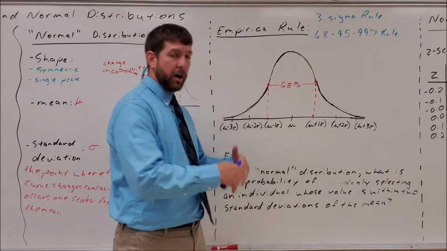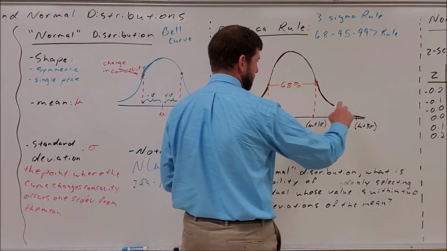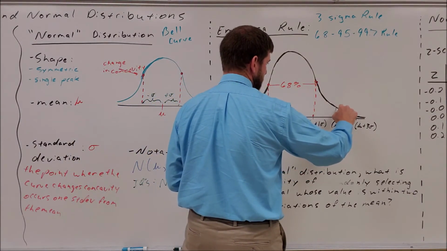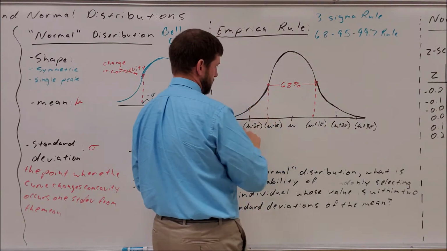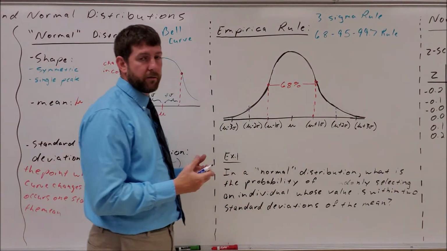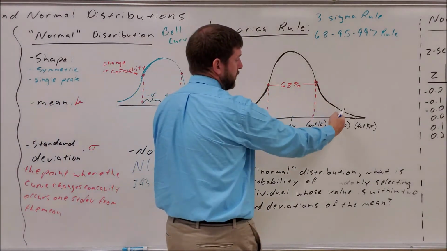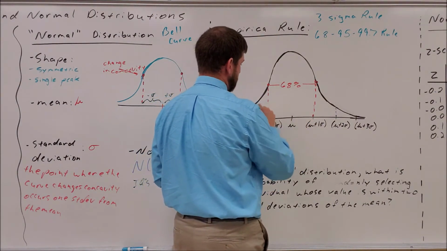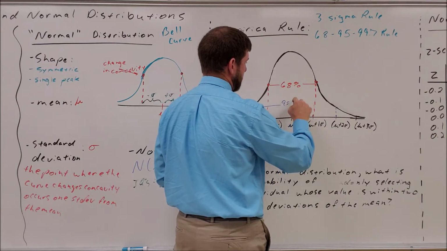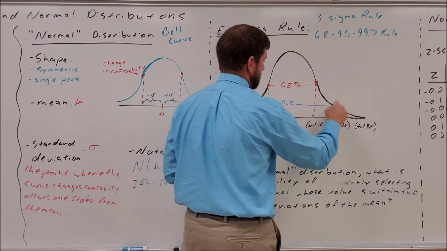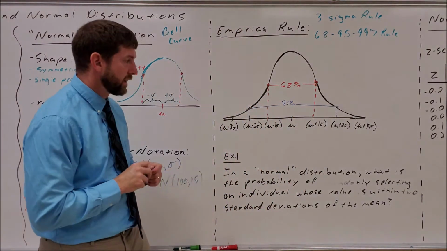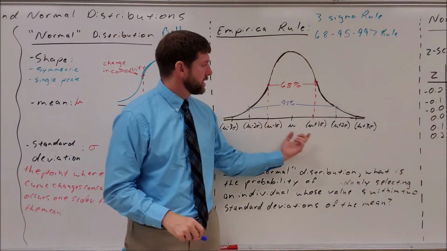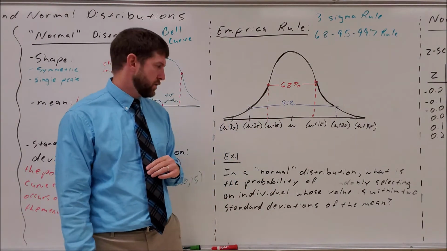Well, if I were to go out another standard deviation, so say I have 2 standard deviations from the mean, now I haven't covered 68%, we've covered a lot more of it. It's a whole lot of the graph we've got right here. We've actually covered 95% of the curve. 95% of the data is within 2 standard deviations of the mean.